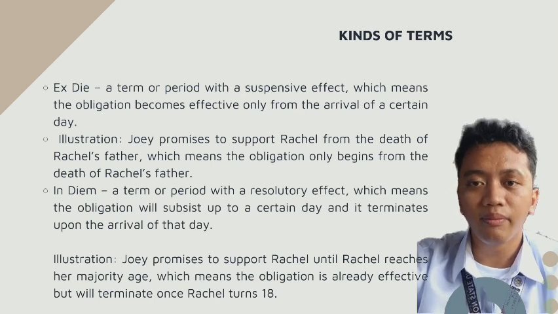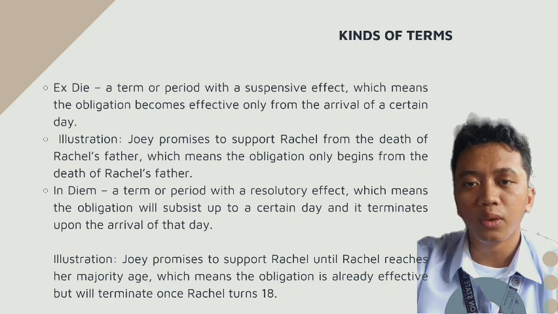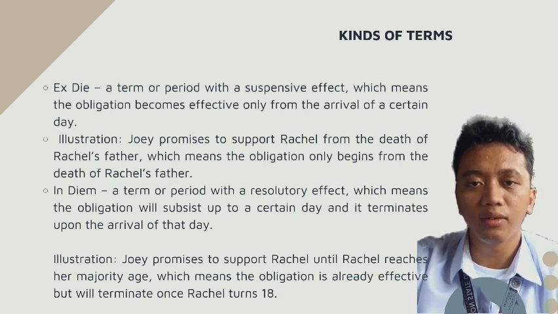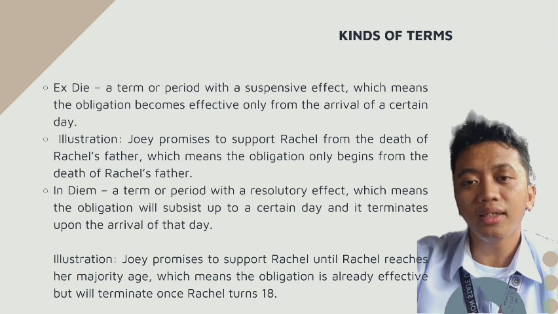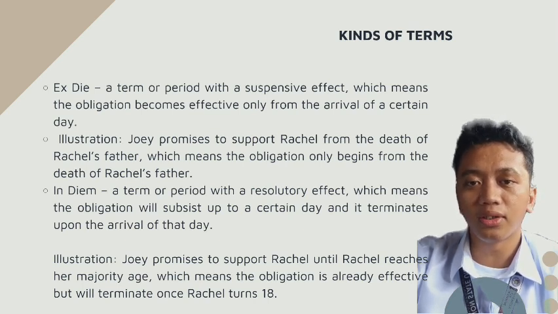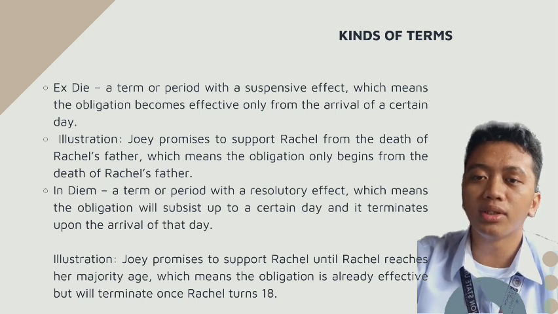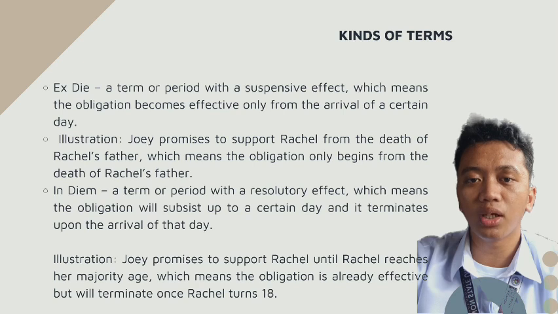In diem, a term or period with a resolutory effect, means that the obligation will subsist up to a certain day and it terminates upon the arrival of that day. So basically, Joey promised to support Rachel until Rachel reaches her majority age, which means that the obligation is already effective but will terminate once Rachel turns 18. So that's the end of the promise period.